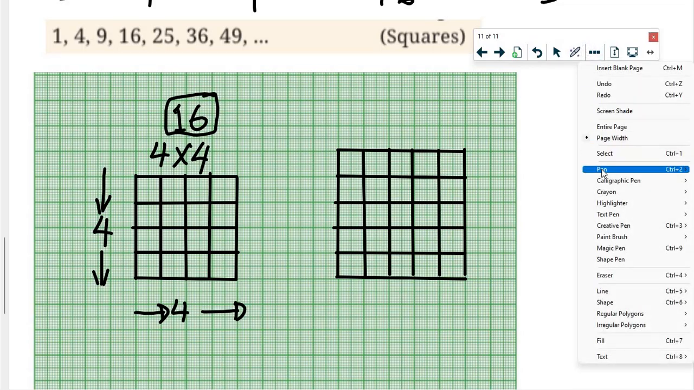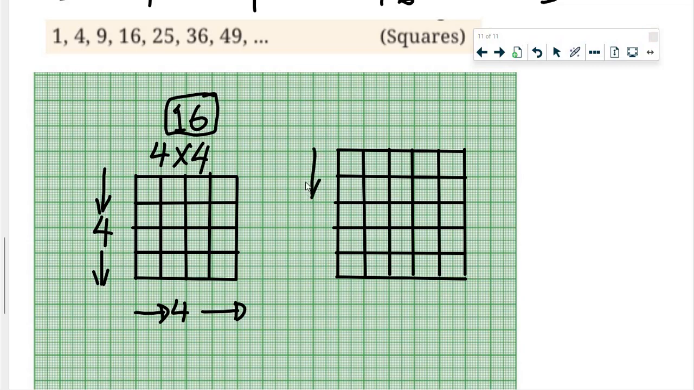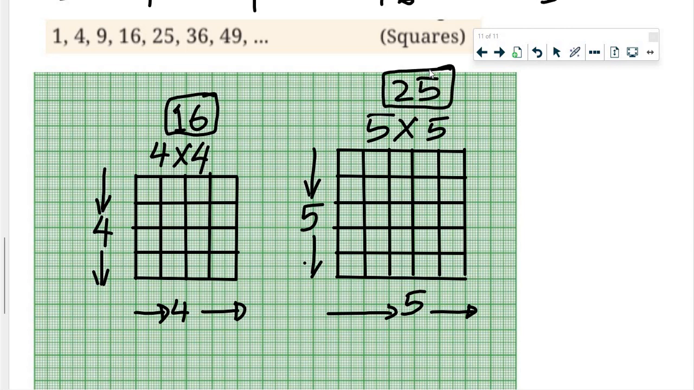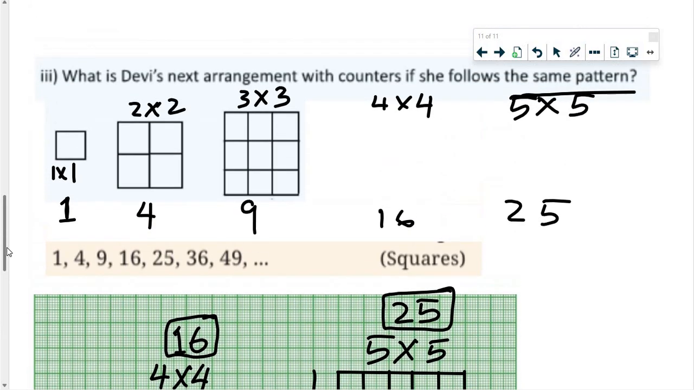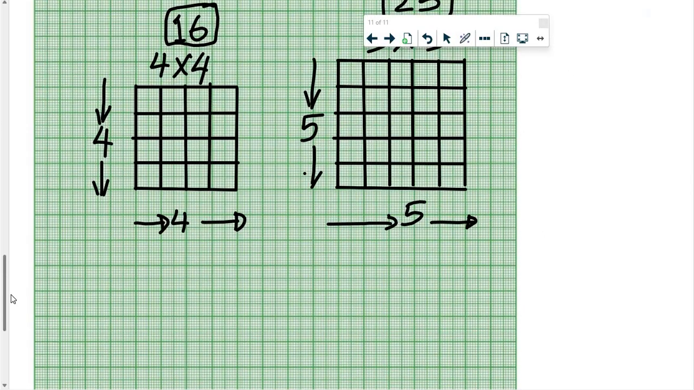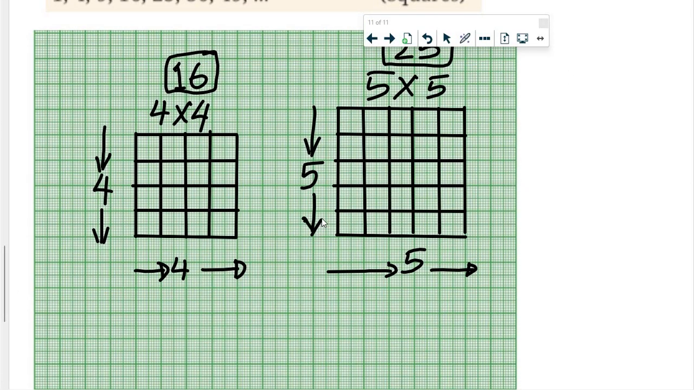What do you get? Let us see. Going down, how many squares are there? 1, 2, 3, 4, 5. Going to the right, how many boxes do you have? 1, 2, 3, 4, 5. What do you have? 5 into 5 gives you another square number, 25. All right? So that's all about Devi's next arrangement, which will be drawn on a graph paper, and that represents a pattern of square numbers. Okay? I think that helps.